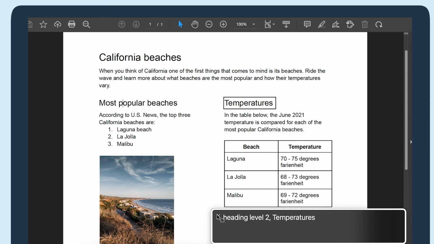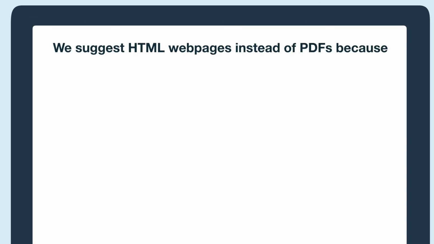Now, the screen reader announces key structural elements like headings, graphics with their alternative text, and it's reading the columns correctly. As you could tell, even pretty simple PDFs quickly become inaccessible without tagging and the right reading order. So we suggest HTML web pages instead of PDFs whenever possible.